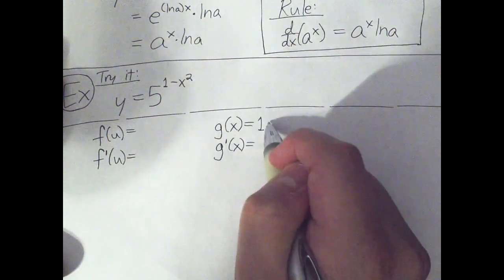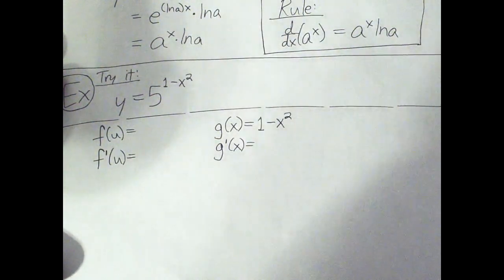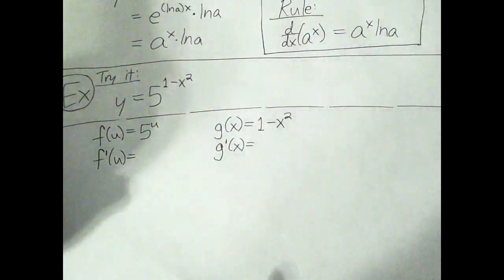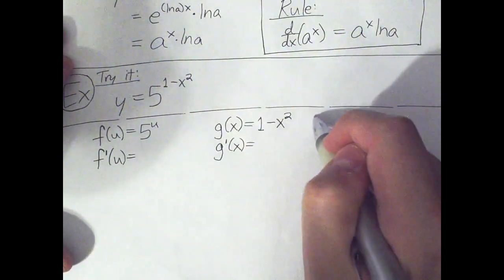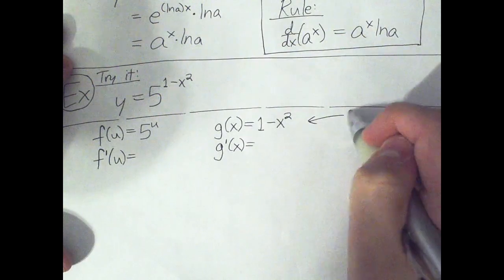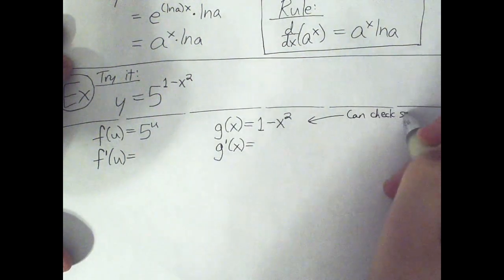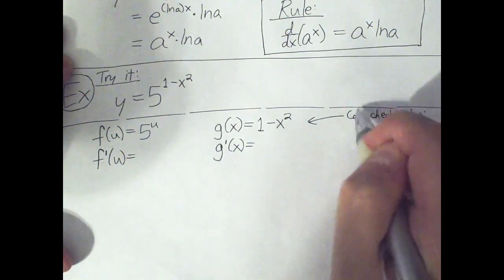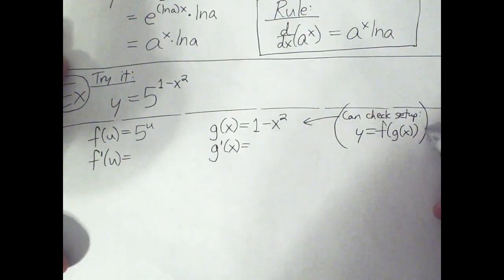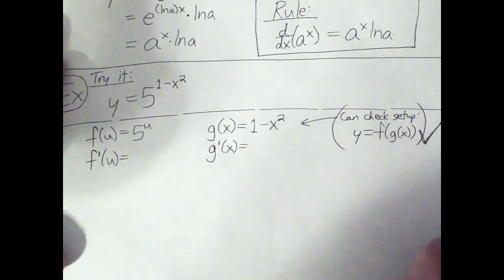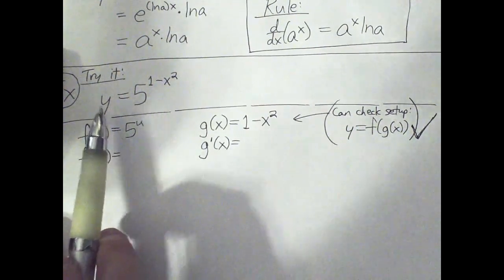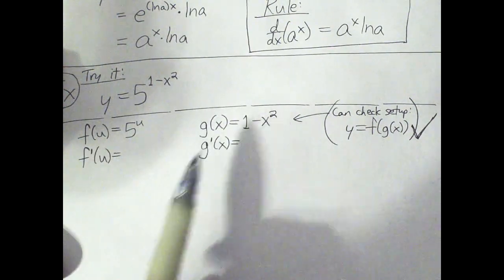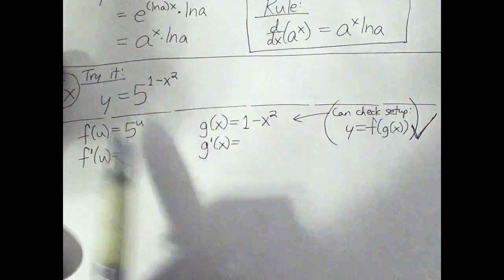The inner function is the part that's in the exponent, 1 minus x squared. And that means the outer function is 5 to the u. Remember, you can check to make sure that you've set it up correctly. y equals f of g of x. That's how you know that you set it up correctly. I'm going to put a little check mark next to that. The original y in the problem is equal to this f of g of x. Okay, that's not any derivatives. That's just checking that we set these up right.